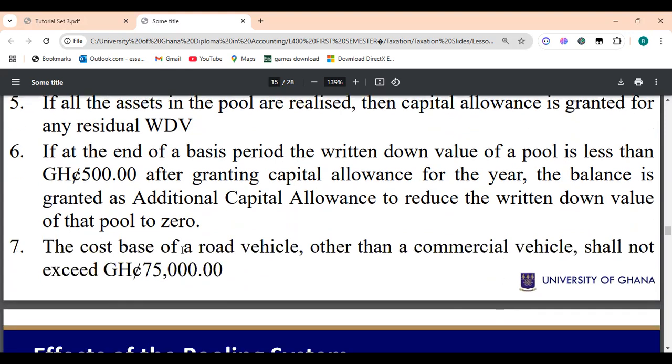So the cost base of a road vehicle other than a commercial vehicle shall not exceed 75,000. This is what normally confuses students, right? So non-commercial vehicles, right? According to my research, non-commercial vehicles are vehicles that are not used to transport goods and services, right? And it carries less than 13 passengers. So a normal saloon car, a normal car that carries less than 13 passengers, is a non-commercial vehicle.